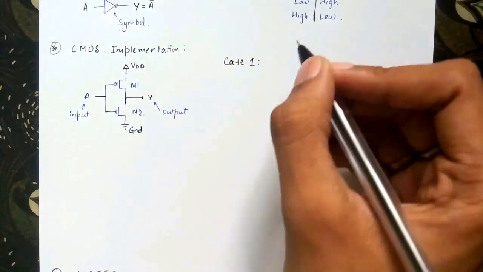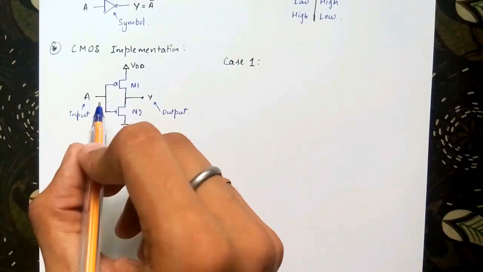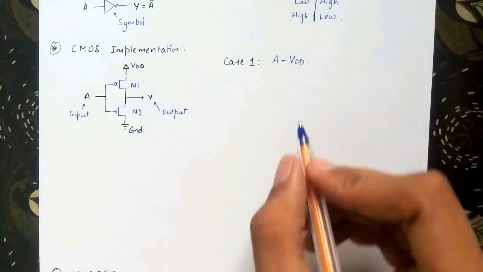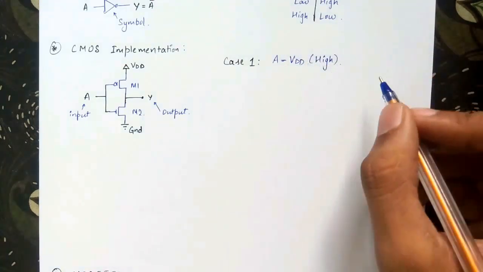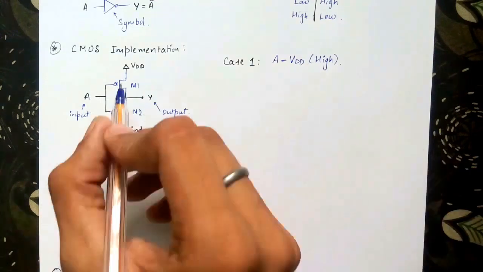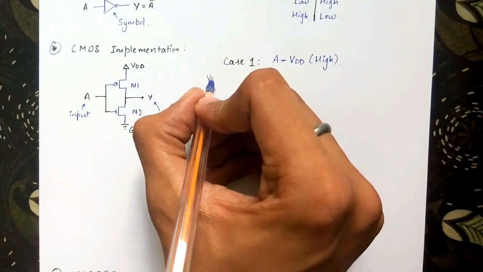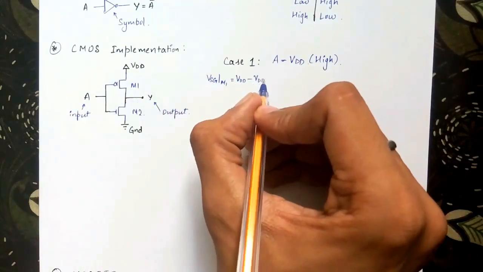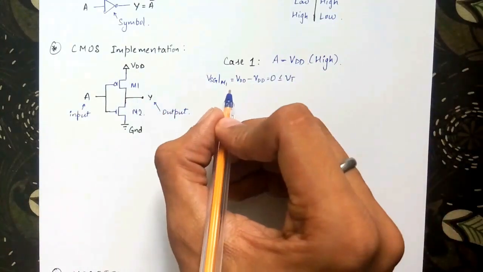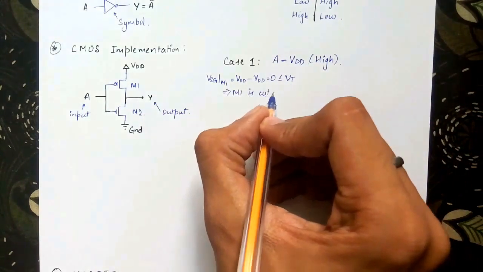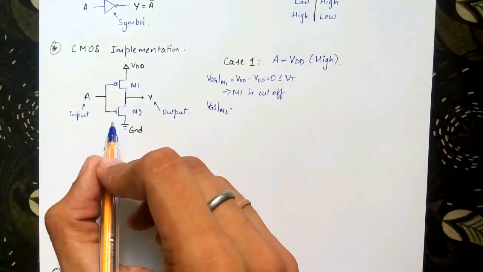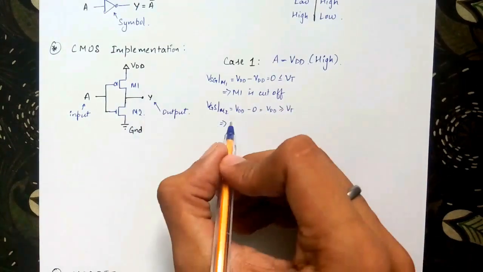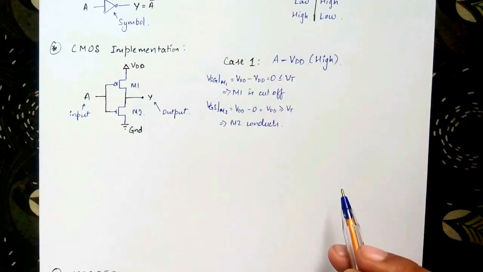Case 1. Suppose we apply a logic high at the input of the circuit. Taking a high to be VDD, we get A is equal to VDD. Source gate voltage VSG for M1 will become VDD minus VDD, which is equal to 0 and is less than VT. So M1 will be in cutoff region. Therefore no current will flow through M1. M2 on the other hand has VGS equal to VDD minus 0 equal to VDD, which is greater than VT. So it will conduct current.